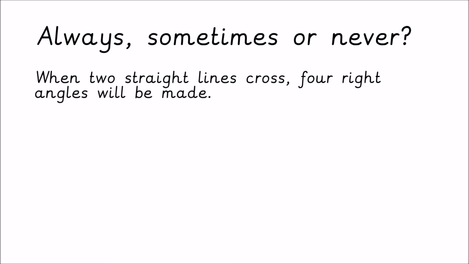Okay, next question. Always, sometimes, or never. When two straight lines cross, 4 right angles will be made. So the statement here is that if two straight lines intersect, 4 right angles will be made. Is that always true? Is that sometimes true? Or is that never true? Always, sometimes, or never. And again, you need to justify your answer, and hopefully you would use drawings to help you with that. I'm going to let you pause the video, resume it when you're ready for me to tell you the answer to that.